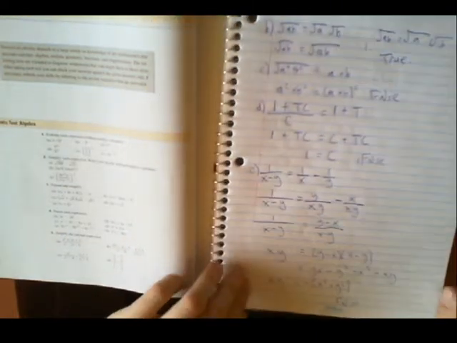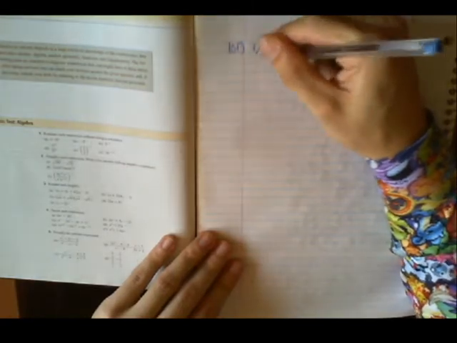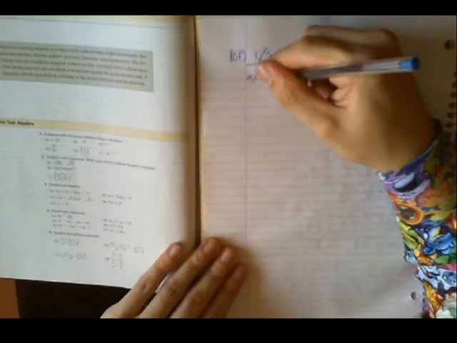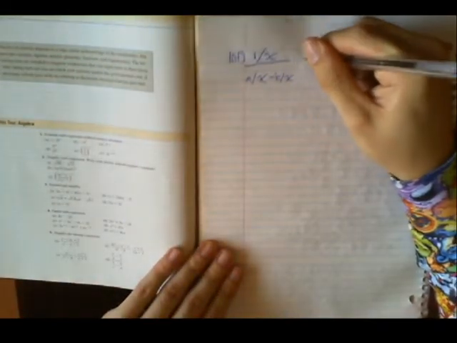I think that's everything. Oh, we have one more actually, 10F. Then we can go through the solutions. 10F: 1 over x divided by a over x minus b over x equals 1 over a minus b.